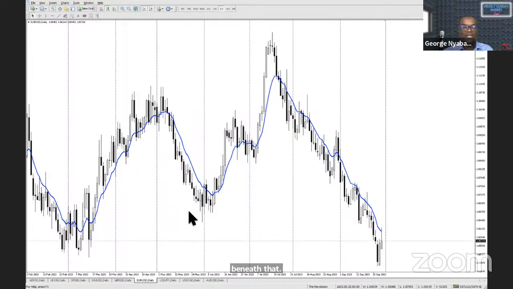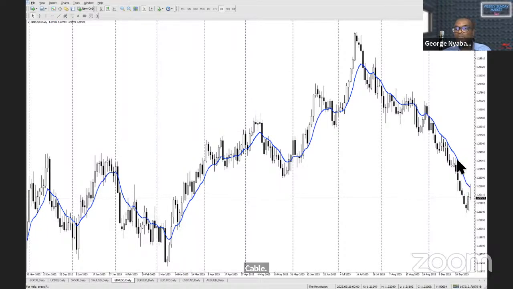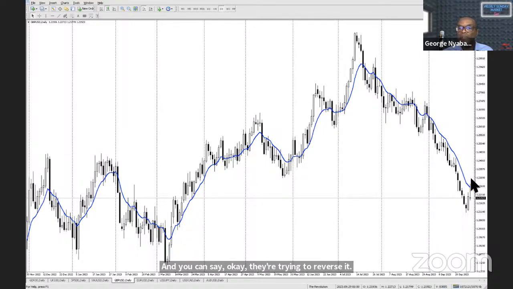Okay, so we've kind of covered that a little bit, bearish on that. Cable, very, very bearish. That is interesting. Look at just the acceleration of that. So that bull candle, almost like we spoke about earlier, is the bulls trying to reverse the market, but that's not a reversal until we've closed above the EMAs. Then you can say, okay, they're trying to reverse it. Maybe we'll get a higher low double bottom to buy. But so far, this market is pretty bearish.